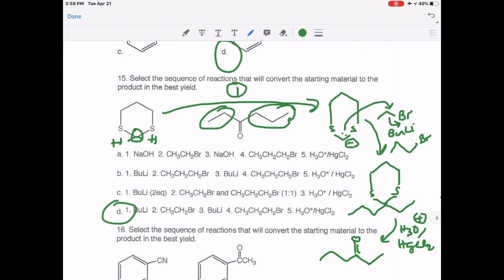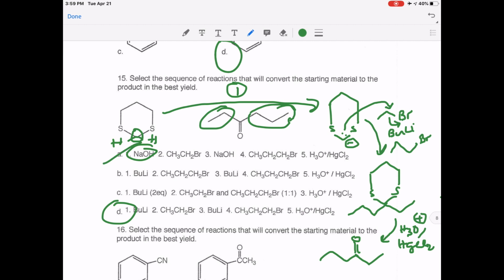So let's look at the other choices and see why they wouldn't work. For choice A, we find that we have sodium hydroxide, and as mentioned earlier, sodium hydroxide has a way lower pKa than butyllithium, making it a way weaker base, and so even if it does allow for the reaction to occur, the yield would be poor at best. So A would not be a good option.